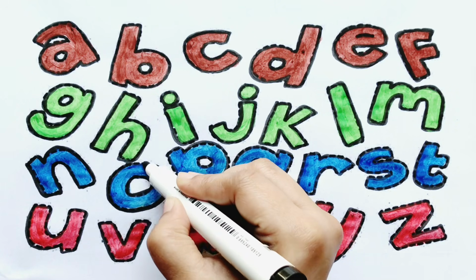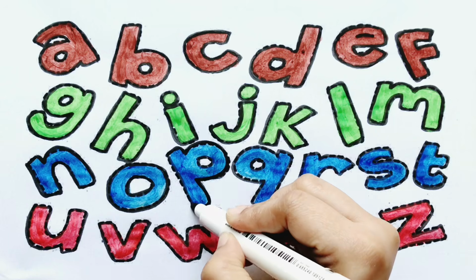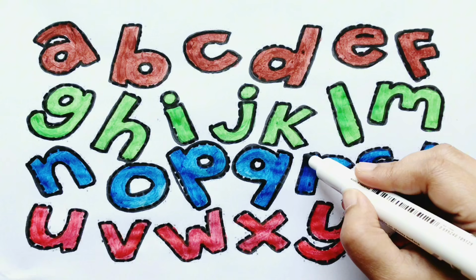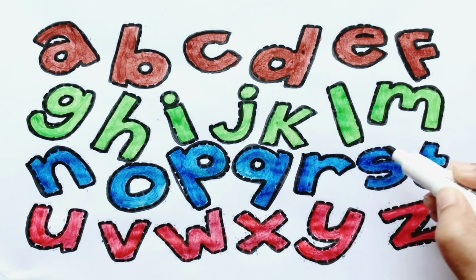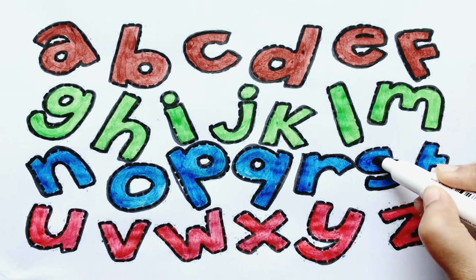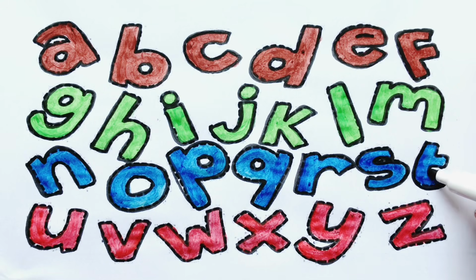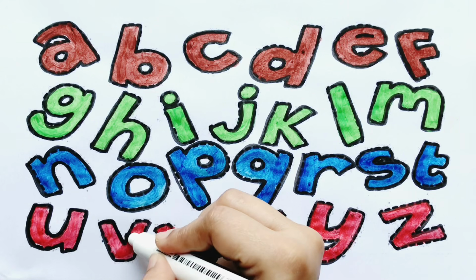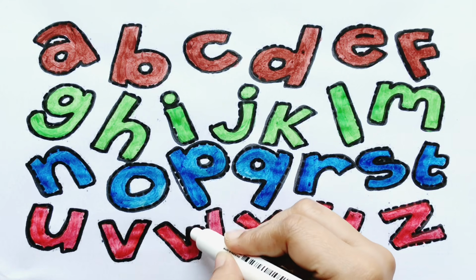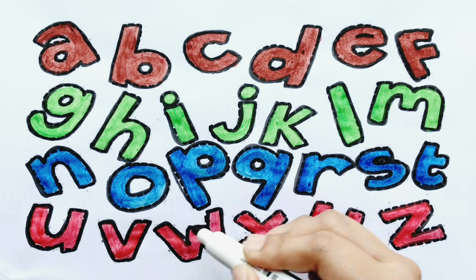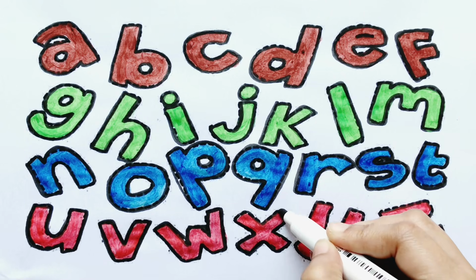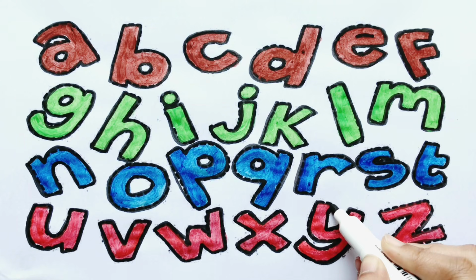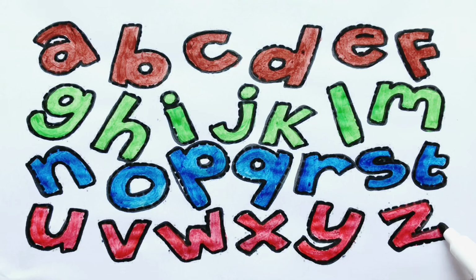1, 2, 3, let's go. A, B, C, count the rhythm and 1, 2, 3, we're singing all together.